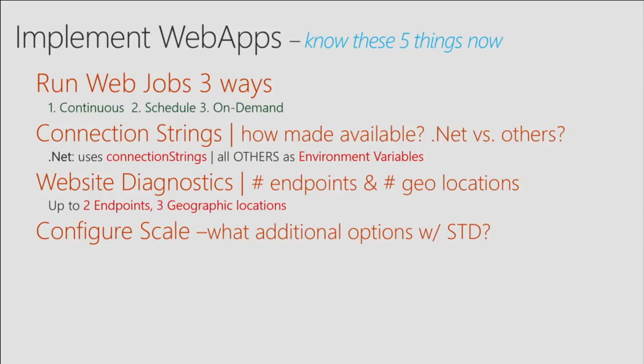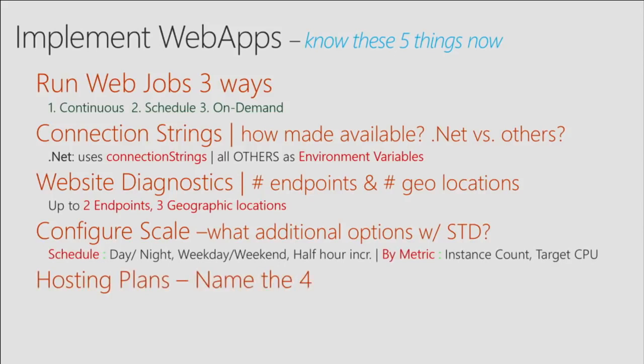To configure scale, what additional options do you get when you have a standard level? You can't auto-scale at basic. In nearly every type of service in Azure, auto-scale comes in at the standard level, VMs, everything. So if you add standard level here, you can scale it by a schedule in half-hour increments or by metric on the instance count or the target CPU. So just remember, standard gives you scaling, auto-scaling. Your hosting plans. I'm not going to test you, but there are four hosting plans available: free, shared, basic, and standard.